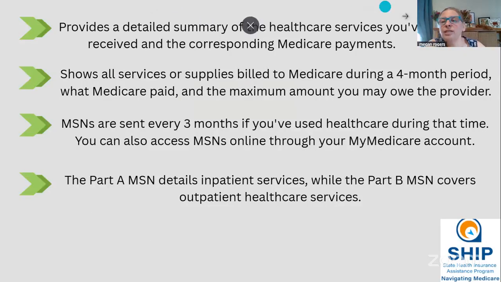So both of these forms provide a detailed summary of the healthcare services you received and the Medicare payment. So what is Medicare paying? What might you owe? Did they deny anything? All that fun stuff. They're going to show all the services or the supplies that were billed to Medicare during a 3-month period. Now, this is specific to the Medicare summary notices. You get those every 3 months. Explanation of benefits, you generally get those monthly.